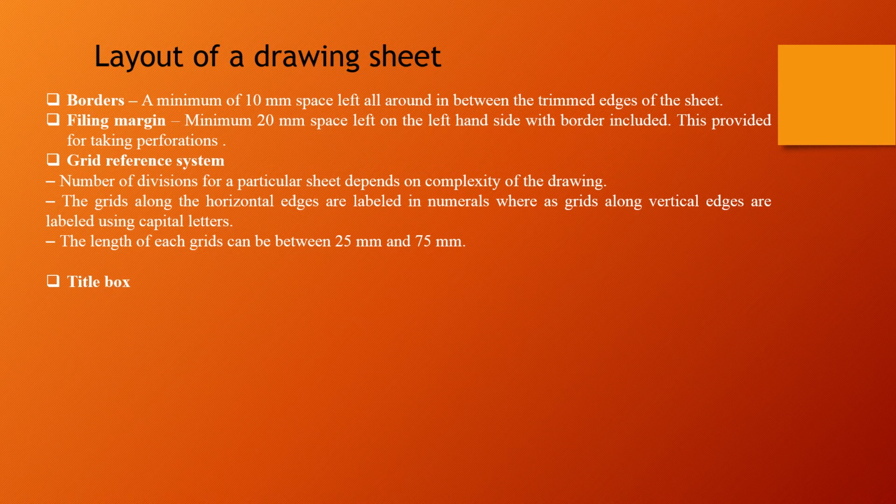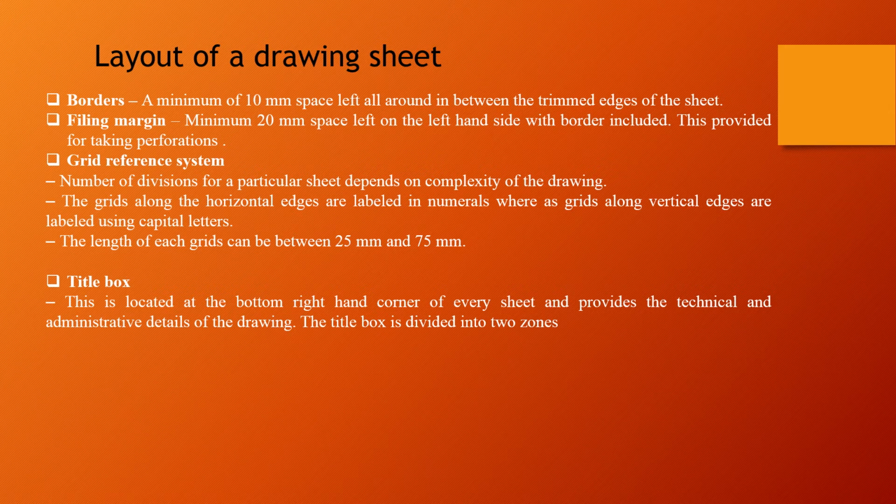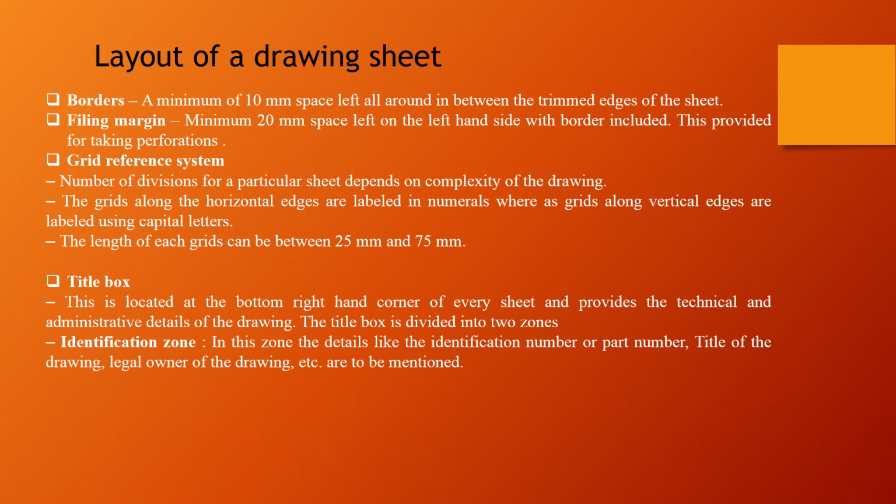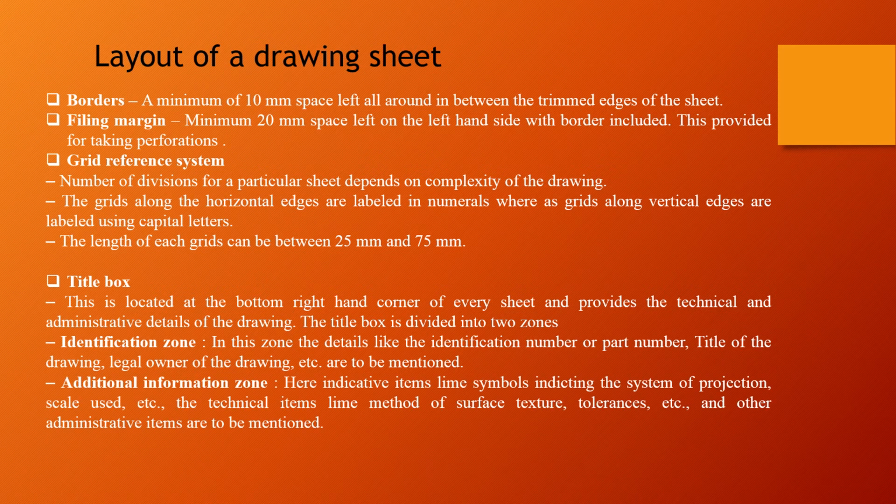Okay, what is included in the title box? This is located at the bottom right hand corner of every sheet and provides the technical and administrative details of the drawing. The title box is divided into two zones. Identification zone: in this zone, details like the identification number or part number, title of the drawing, legal owner of the drawing, etc. are to be mentioned in the title box.